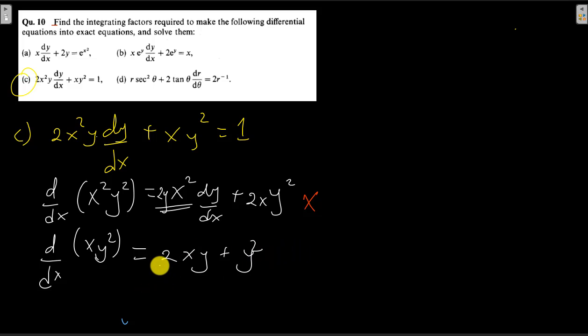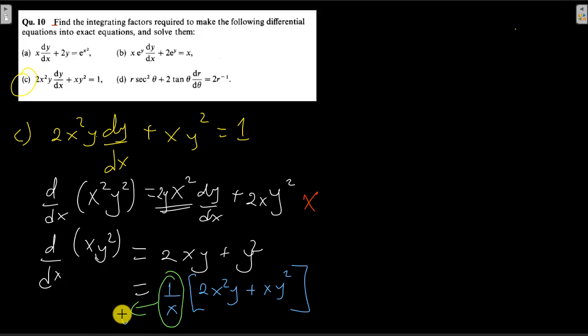Okay, this doesn't look so close to our original equation, but if you look carefully, I could actually say 1 over x, and then inside here I could say 2x squared y plus xy squared. So if I multiply back the integrating factor inside, I'll get this very equation. So that tells us that the integrating factor is 1 over x. So this is our integrating factor.